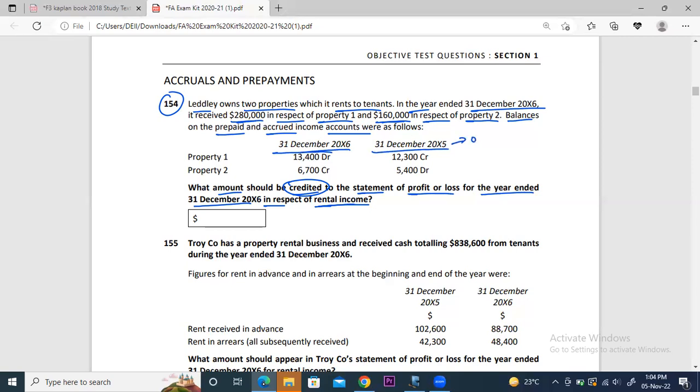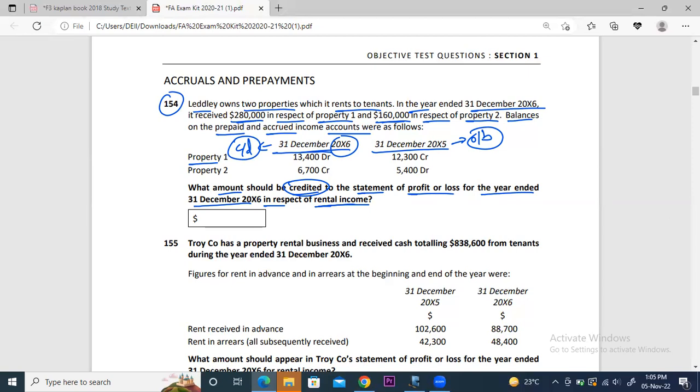So this should be the opening date, because these balances are coming from the last year. So this should be opening for this year, and this should be closing balance. This should be the closing figures because this is the later date, 2016. Now for property one, the opening balance we have is 12,300 credit.